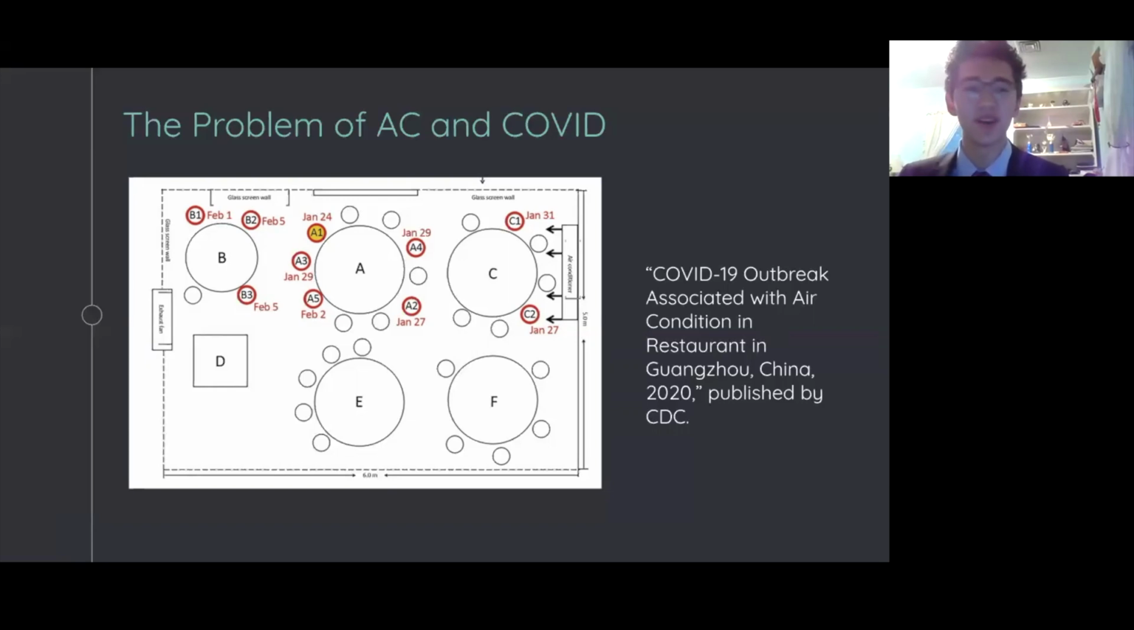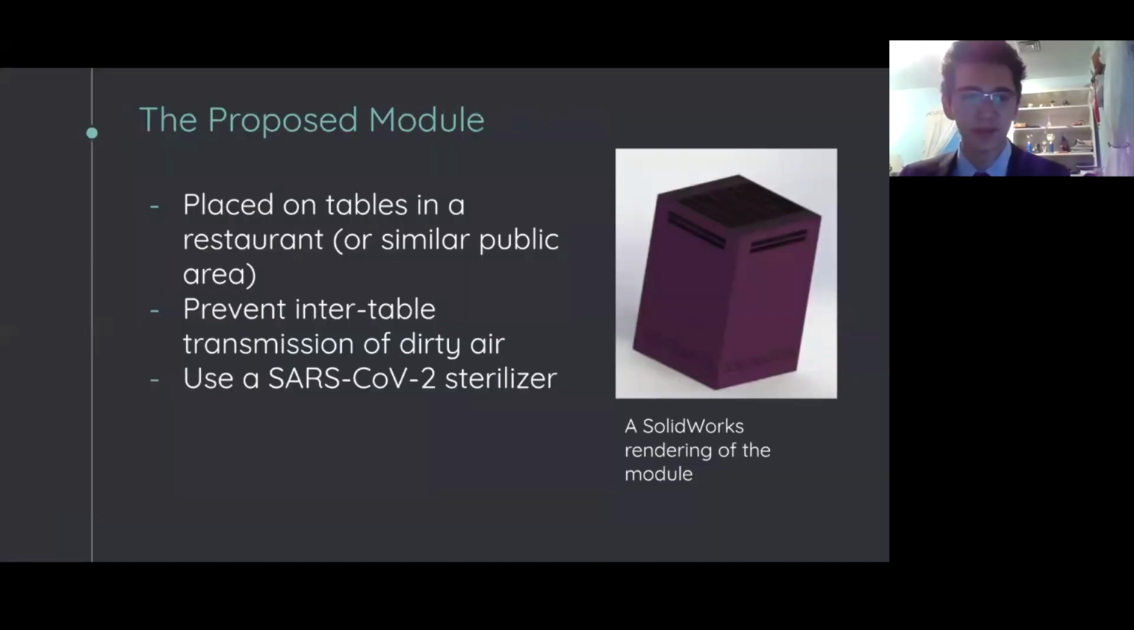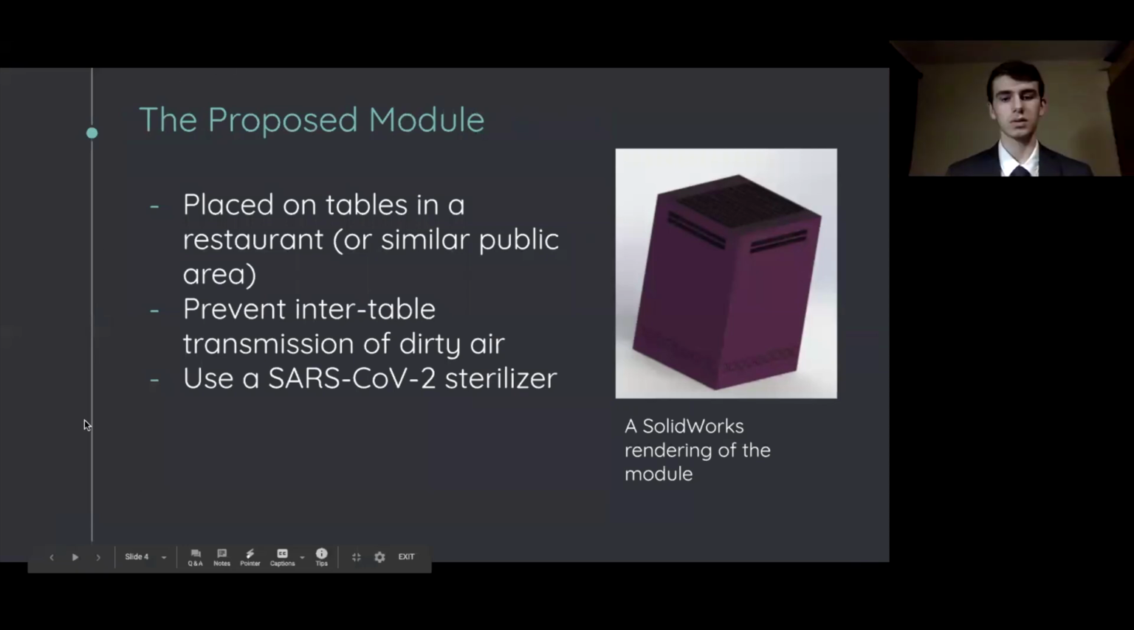And this can be done by using small air purification modules to mitigate the airflow effects of a large-scale HVAC system. These small modules will need to be placed at every table in a restaurant to effectively take in air, purify it, and expel it. However, first we need to sterilize airborne coronavirus particles.